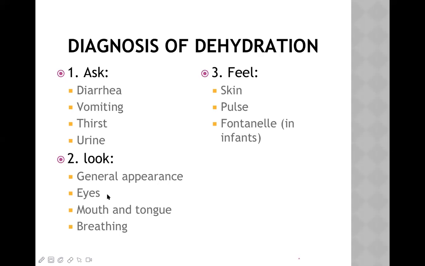Look at the eyes of the child, whether they are sunken or not. Sunken eyes are a feature of moderate to severe dehydration, and lack of tears in the eye is also a feature of moderate and severe dehydration. Examine the oral cavity and look whether it is moist or not. In case of moderate to severe dehydration, there is lack of saliva. The saliva is not produced at all, so the oral cavity is dry.